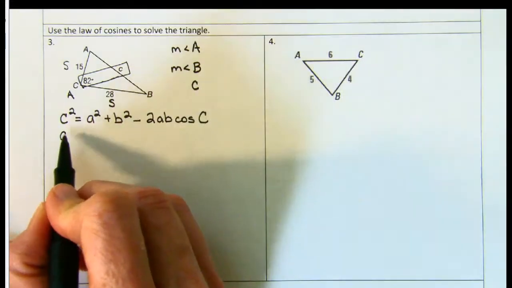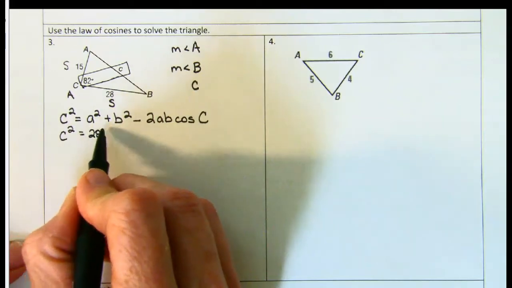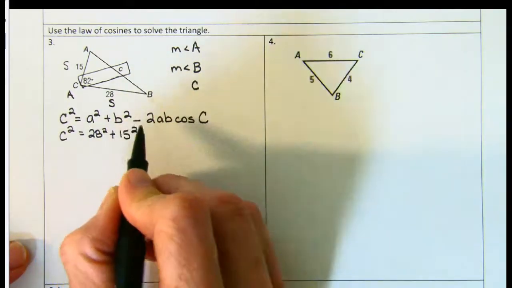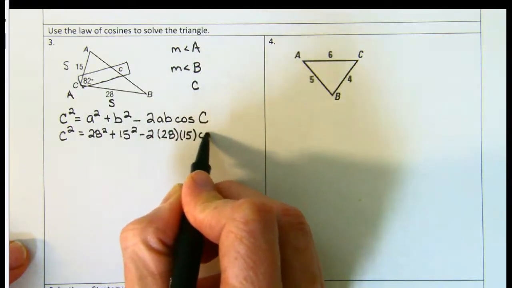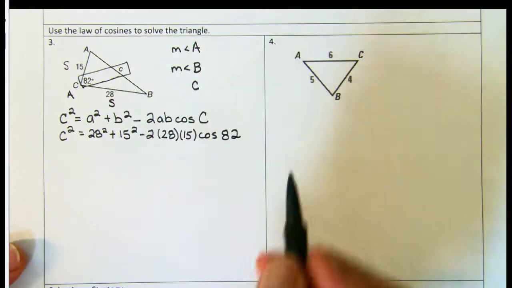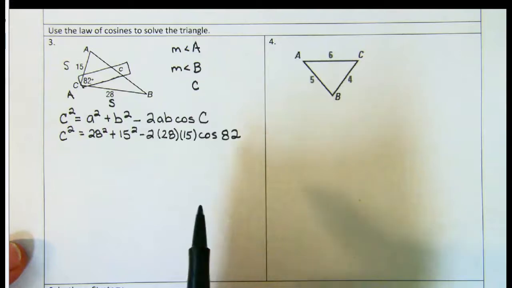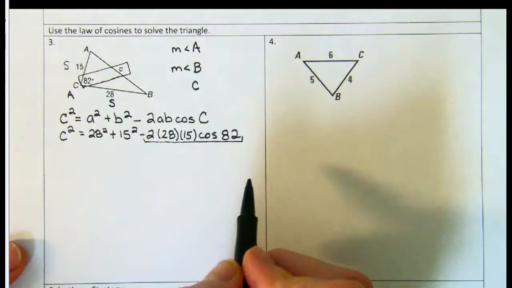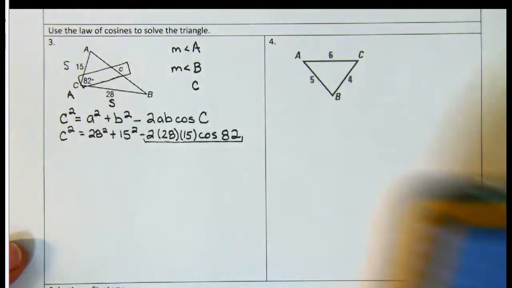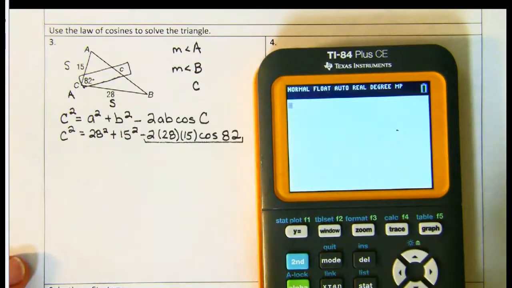So now we plug in everything we know. C squared equals A squared, which is 28 squared, plus 15 squared minus 2 times 28 times 15 cosine 82 degrees. Now, it is very important for you to know that you have to follow order of operations. So if you were doing this on not a great calculator, this is all grouped together. But we have graphing calculators. Your Chromebook should have a graphing calculator on it. So we're just going to type this into the calculator in one big step.